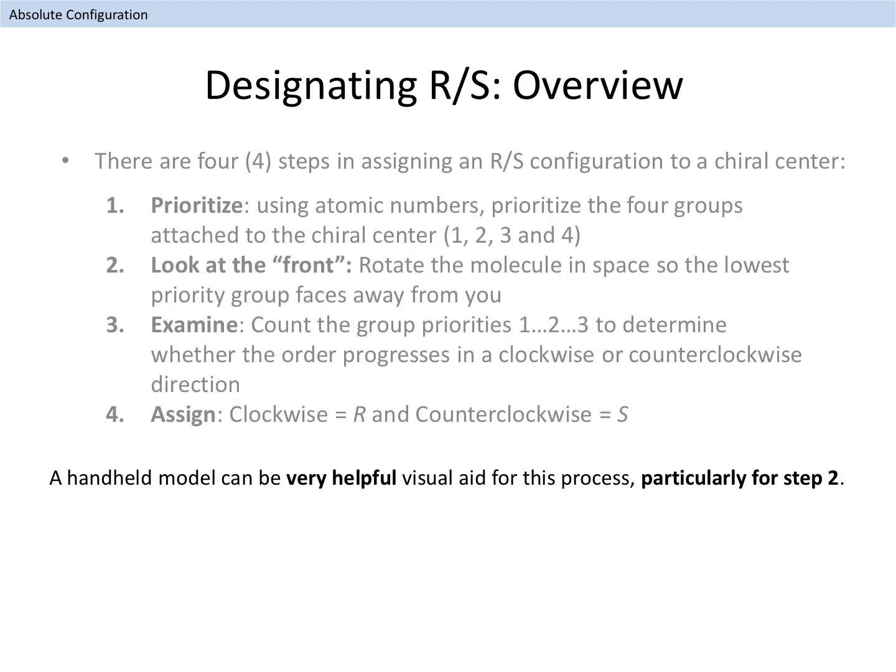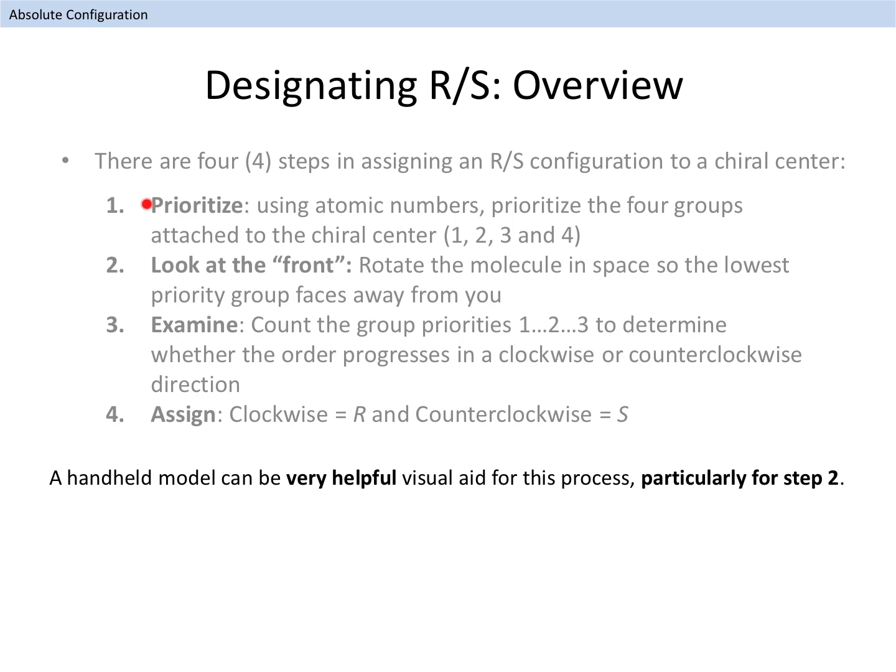Now, let's go over the process for assigning an RS configuration to a chiral center. There are 4 steps involved. Don't worry, you don't need to understand all of these steps right now. You will learn how they work on the next slide when we apply these steps to various examples. Here are the steps.